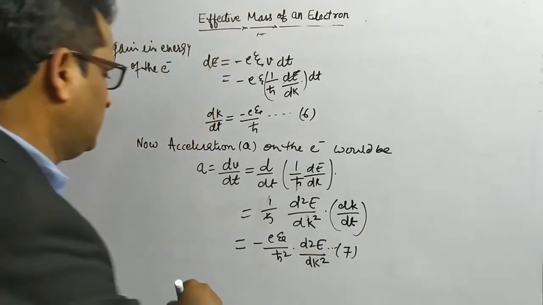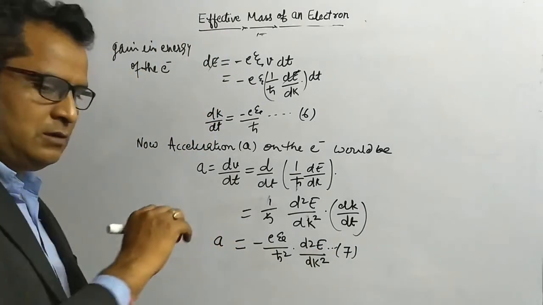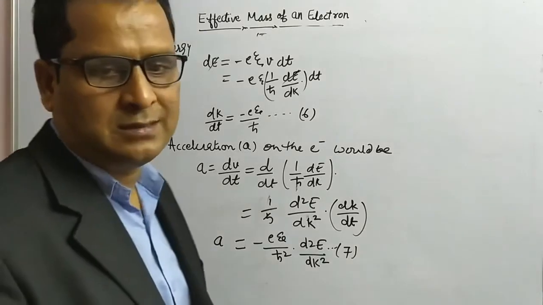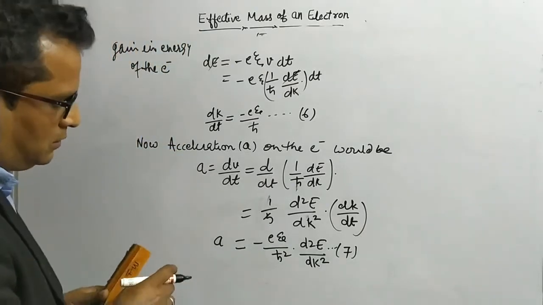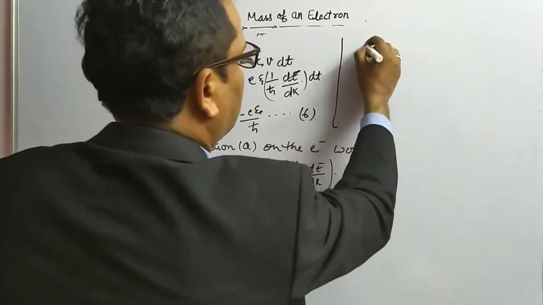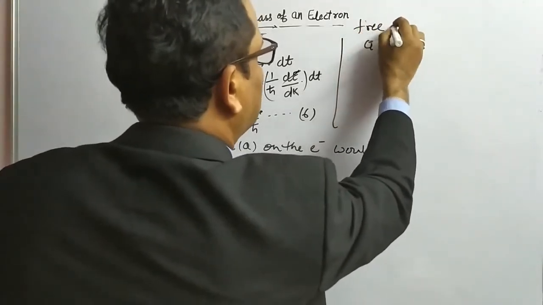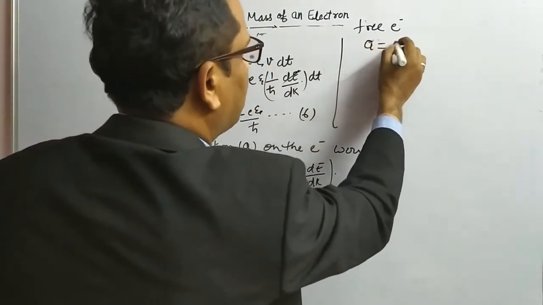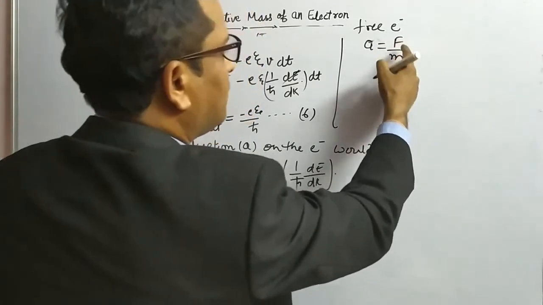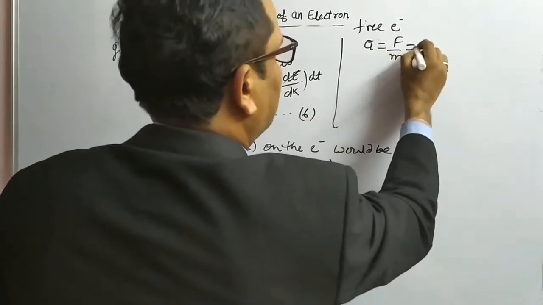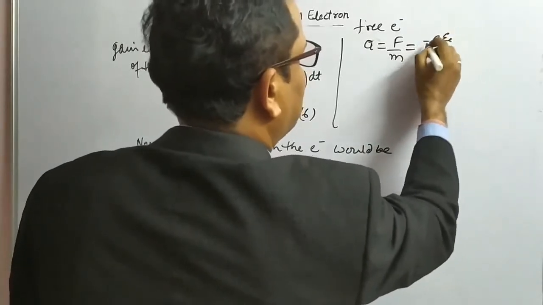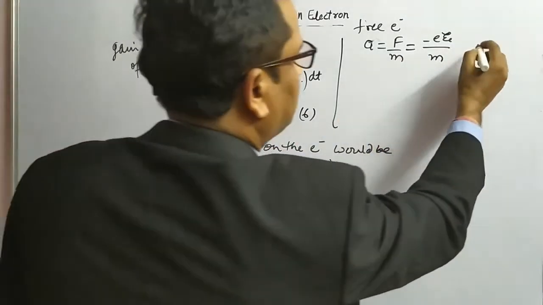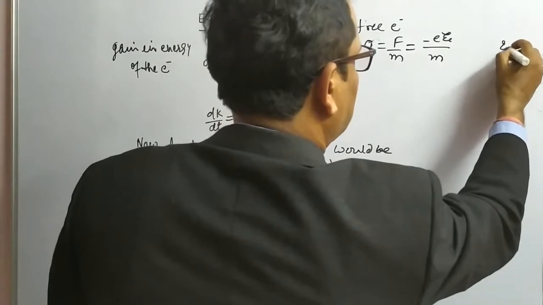Equation number 7. So this is the value of acceleration on the electron when it is moving under a periodic potential, meaning it is in the crystal lattice. But when the electron is free, the acceleration a on the free electron is how much? F by m. This is nothing but Newton's law, F is equal to ma. So F is minus e Chi, electric field, upon m. Let me call it equation number 8.